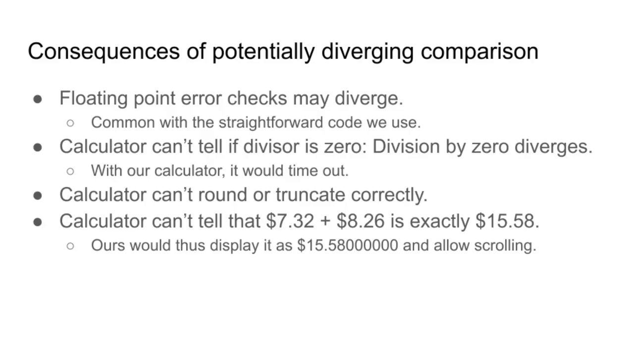Probably the most important ones are that domain errors such as dividing by zero can't be recognized and reported properly and instead result in timeouts. Another one is that if you're simply adding up your restaurant bill, the calculator won't be able to tell that the answer is in fact finitely representable and therefore should not be followed by lots of zeros, in our case an infinite scrollable sequence of zeros.